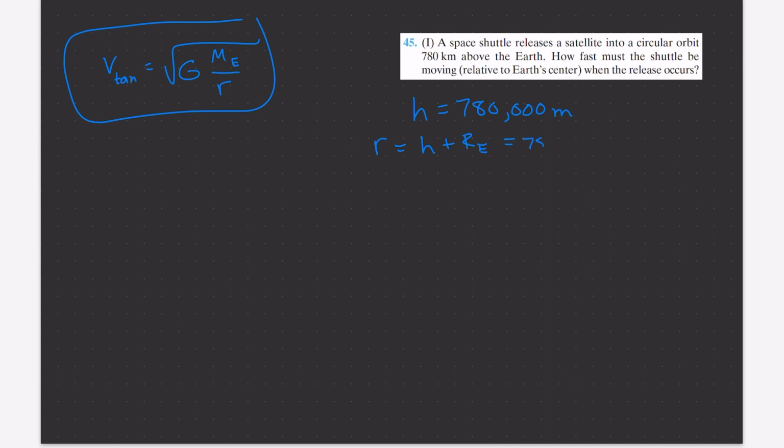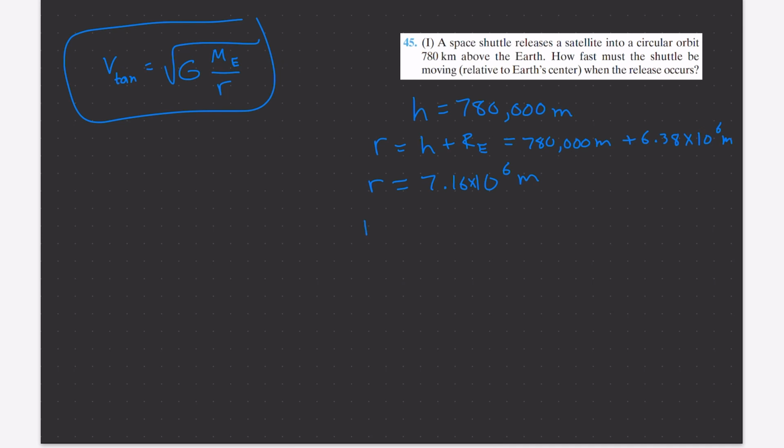If the height is 780,000 meters, we're going to add that to the radius of the Earth, which in scientific notation is 6.38 times 10 to the power of 6 meters. All right, I'm going to give that quick calculation in scientific notation as well. You can double check it yourself if you want. It's going to be 7.16 times 10 to the power of 6 meters. All right, so that's what's going to go into our equation for the velocity of our satellite.